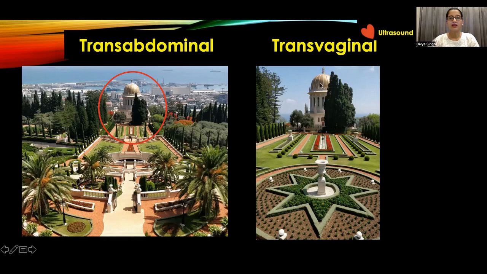We approach the area of interest and view it at a very close distance so that we can see things more clearly. So this is the difference between a transabdominal ultrasound, which gives you a general overview of things, and a transvaginal ultrasound, which takes you closer to the area of interest and gives you images with finer detail.